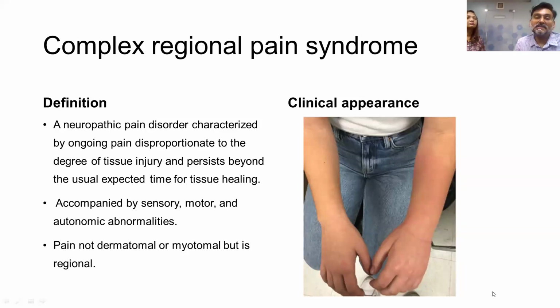Coming to complex regional pain syndrome. Complex regional pain syndrome is a neuropathic pain disorder characterized by ongoing pain disproportionate to the degree of tissue injury, which persists beyond the usual expected time for tissue injury healing. It is accompanied by sensory, motor, and autonomic abnormalities. Pain is not dermatomal or myotomal, but is regional. You can see a picture of how CRPS looks.